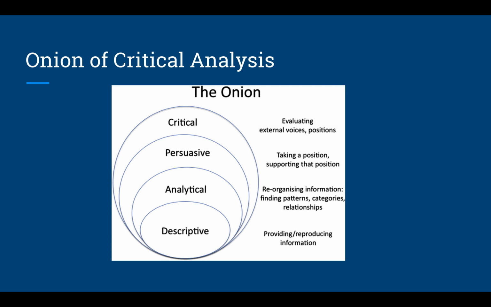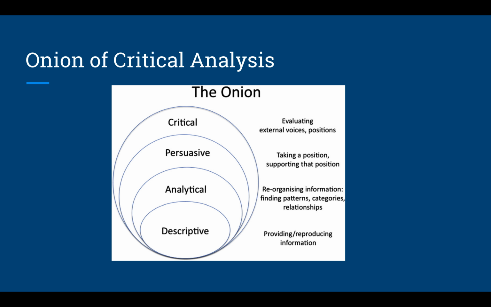Just briefly, I want to talk about different levels of analysis. You've all heard the term critical analysis before. So we want to do critical analysis in this kind of work, okay? This is called the onion of critical analysis. Each type of analysis feeds off the other. The most basic type of analysis you can do is just describing or reproducing information, basically summarizing, okay? The next level we have analysis, which is reorganizing information. It's about analyzing and finding patterns and relationships and categories.